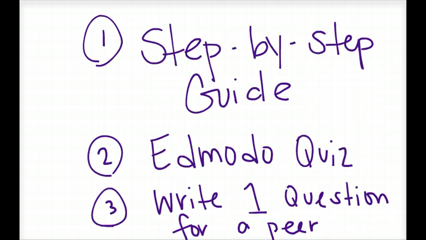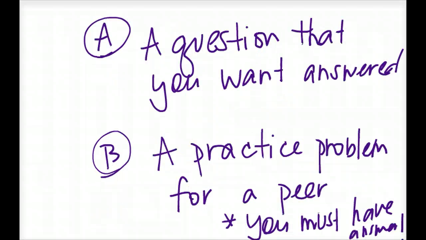Okay? So again, I'd like for you to do a step-by-step guide, do your Edmodo quiz, and then write one question for a peer. That can be a question that you want answered, such as, how do you undo an exponent? Or you can write a practice problem for a peer, which makes sure that you bring the answer. All right? Best of luck.